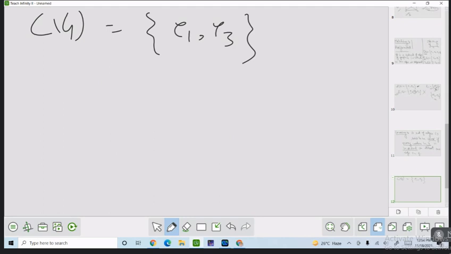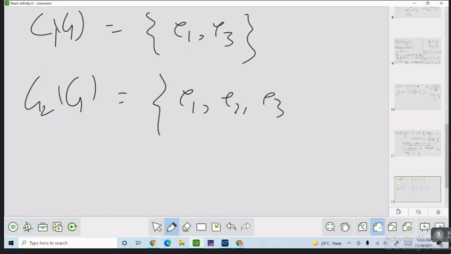Now, this is E1. Is it covering? It is covering. No, just covering. I'm not saying minimum or maximum only. So it means the collection of every edge also will make a covering.